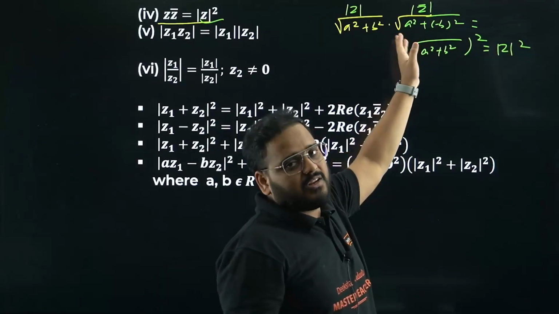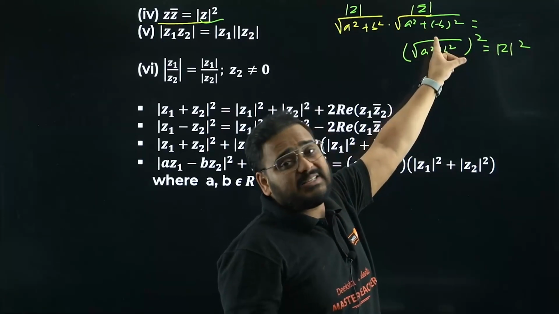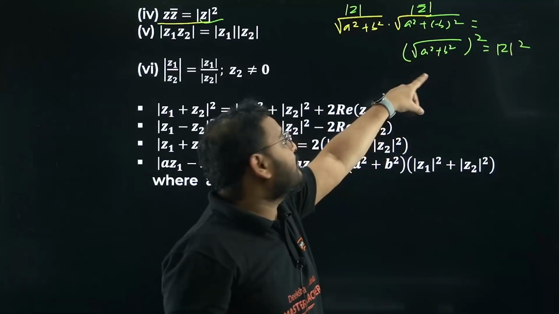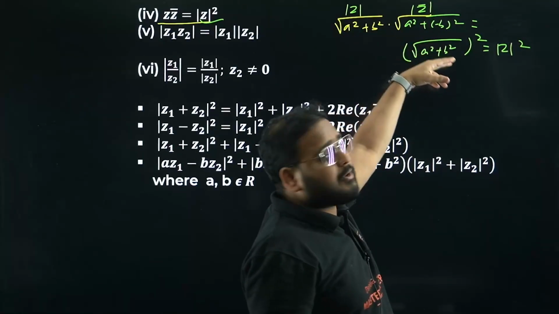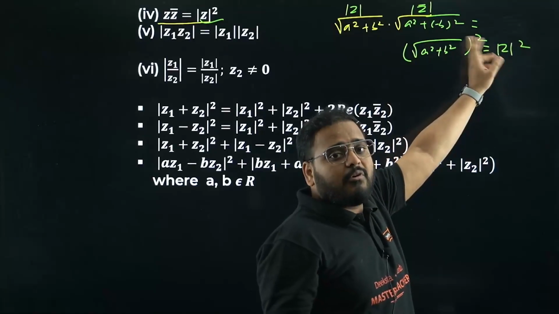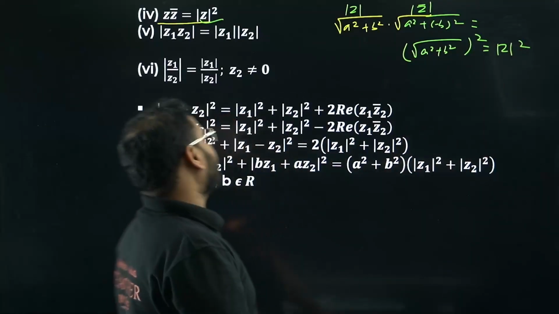So a square is the real part square. The imaginary part is minus b. I've taken the square of that. It will become again b square only. So I'll have the same thing multiplied to each other, so I'll write it here as a whole square. What is that going to be? Mod z the square. Please check.